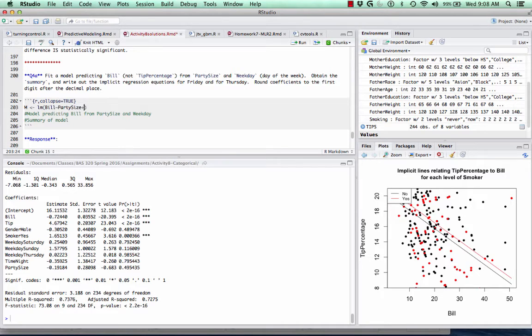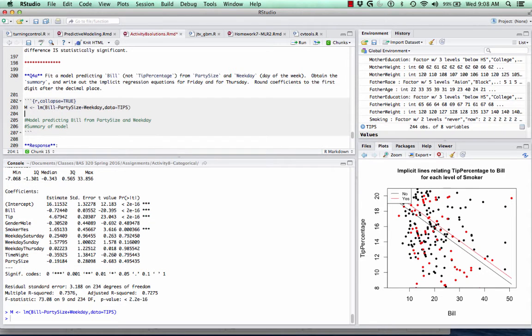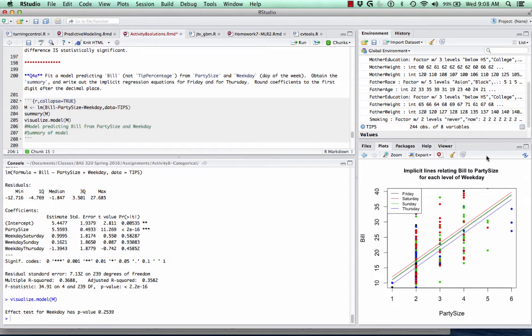Party size plus weekday. Data equals tips. Nice. Let's look at a summary, and let's just for good measure also visualize this model here. So, boom. What we see is that the implicit regression lines, once again, are parallel to one another. That's always going to happen when there are no interactions. And we see that the blue line here, Thursday, is the lowest amount, whereas the red line, Saturday, is the highest amount. So it looks like, on average, after we account for party size, people spend the least amount on Thursdays and the most amount on Saturdays, on the weekend. Maybe they're ordering drinks, they don't have to go to work on Sunday, so they're out having a good time.